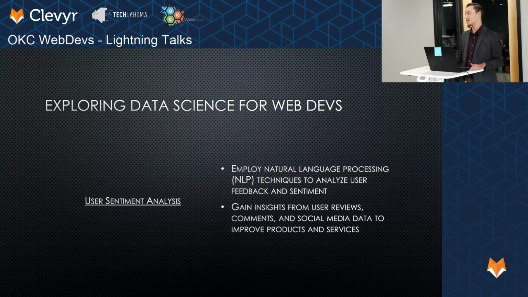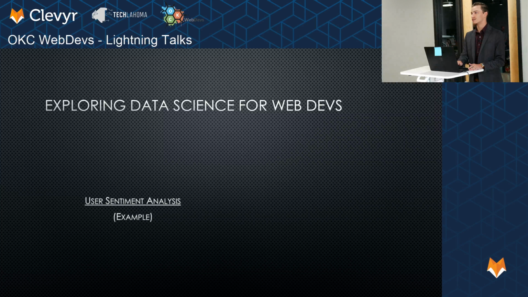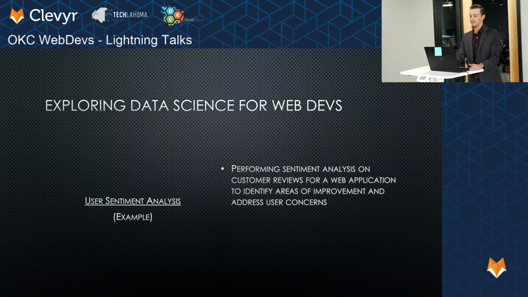Very similar to what Stingo was saying, where we can, rather than having to manually go out and read all of our reviews of our website and try to understand what is actually trying to go wrong, what we can do is implement natural language processing to be able to do that for us. And an example of that would be performing user sentiment analysis on customer reviews for web applications to identify areas of improvement and address user concerns.